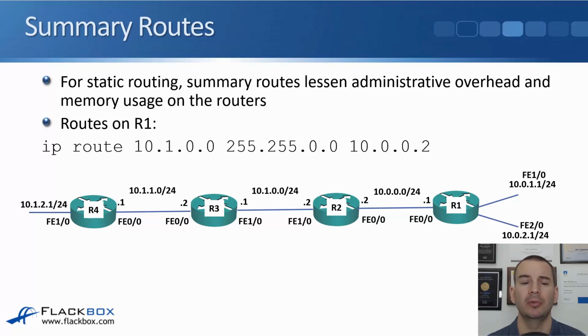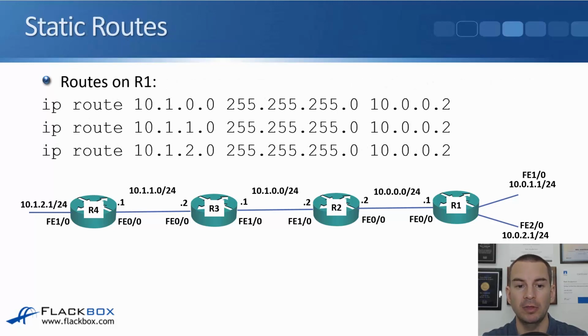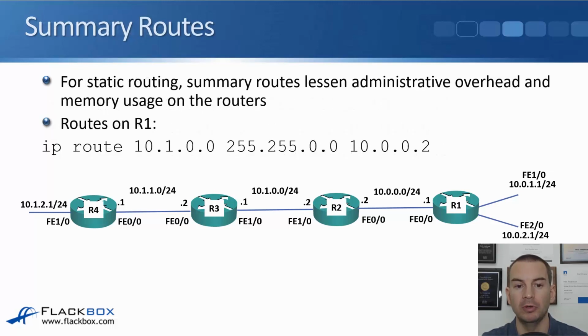So the way we do the summary is on R1, rather than having the 3 routes, let's go back a slide. So you saw the traditional way of doing it. I've got a separate route for the 10.1.0 network, the 10.1.1 network, and the 10.1.2 network, but they're all pointing at the same next hop. Well, when our subnets are in contiguous ranges like this, following on one from the other, it's usually possible to summarize them, which is what we've done here.